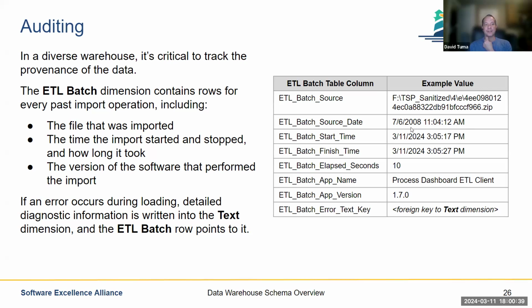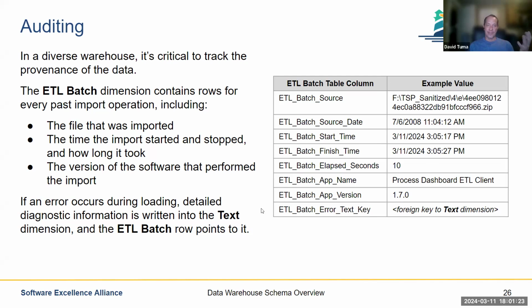The original date that this file was created, like the team that saved it, the timestamp of the actual real world life project data, the application that loaded this into the warehouse and what version of that software is being used, etc. And then if there was some sort of a problem, like I'm trying to load this data and an error is thrown, then I will create extensive diagnostic information about that error, write it into the text dimension, and then store it here in this text key. Usually this is null, indicating that everything completed successfully.